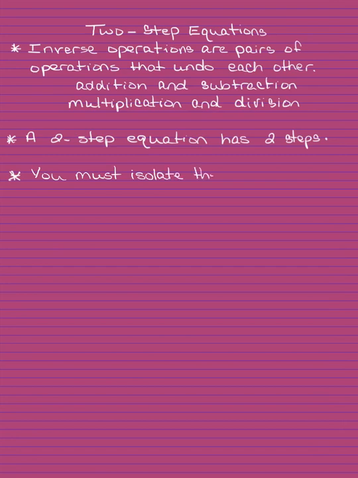So when you're solving a two-step equation, you must isolate the variable by getting the numbers on one side of the equation and the variable on the other side of the equation.